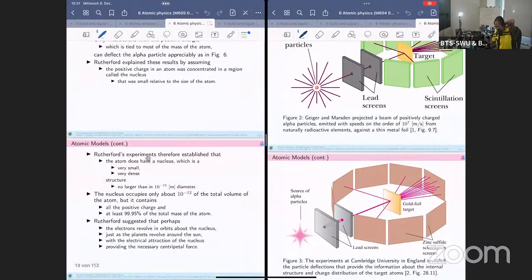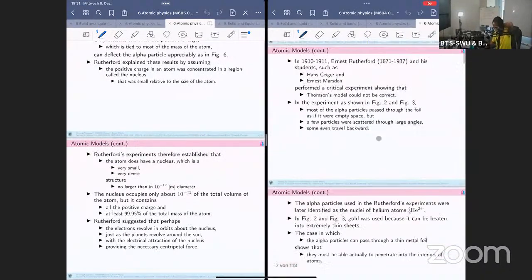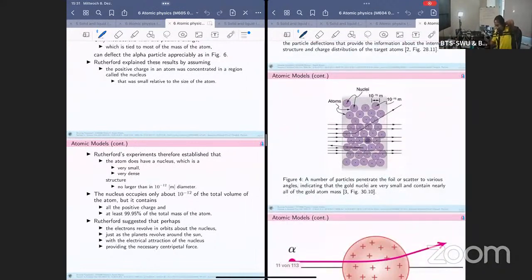Okay, Rutherford's experiments therefore established that the atom does have a nucleus, like this. The point here at the center of the circle, but it's not actually a simple two-dimensional circle. It's a three-dimensional sphere, and a very dense structure no larger than 10 to the negative 12 meter in diameter. It's not bigger than that. It should be smaller than 10 to the negative 12.